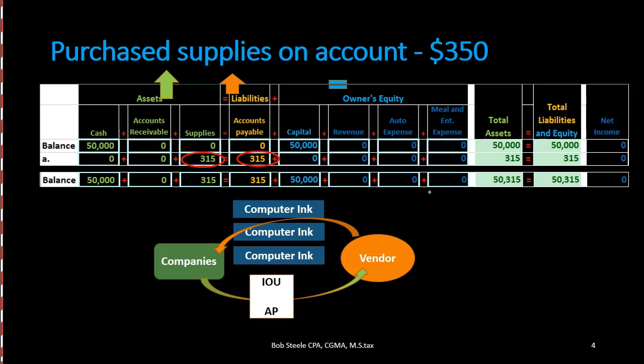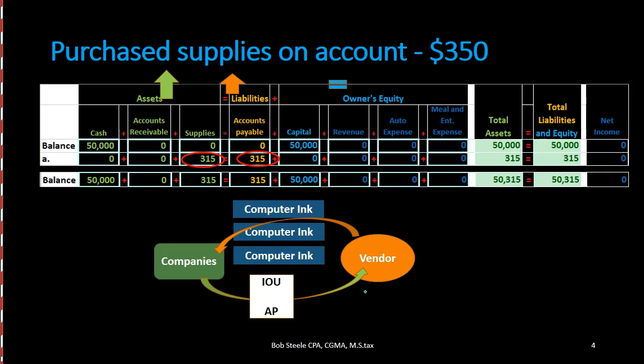Then if we were to add up the assets, liabilities, and equity, assets have cash of 50,000 and supplies of 315 for a total of 50,315, and the liabilities had 315 for accounts payable and capital 50,000 for a total of 50,315. No effect on net income.